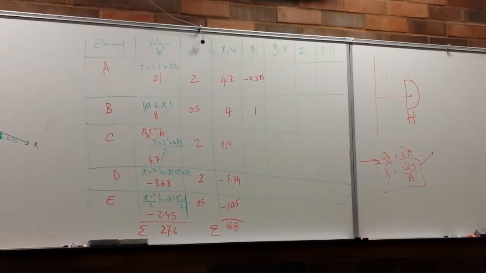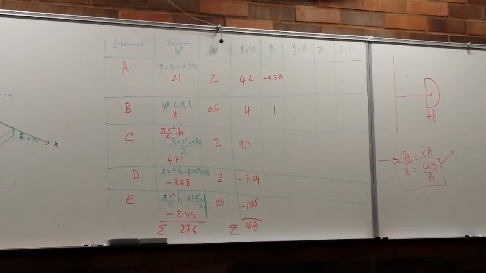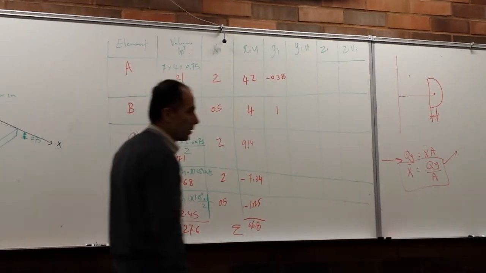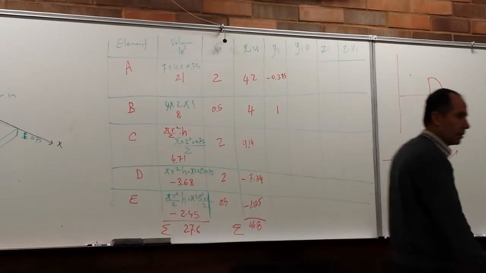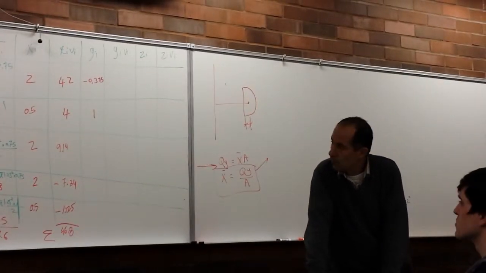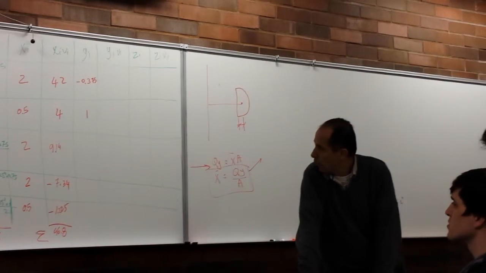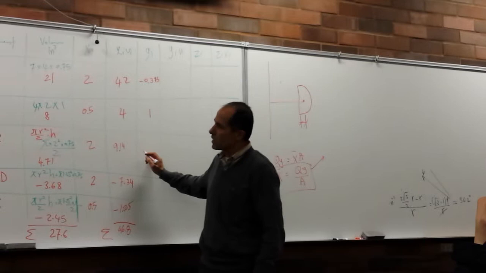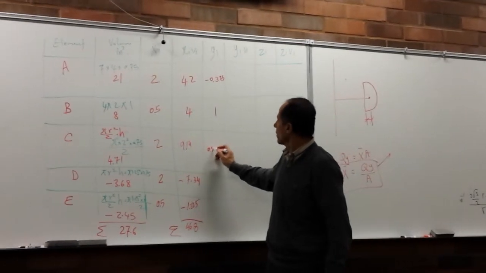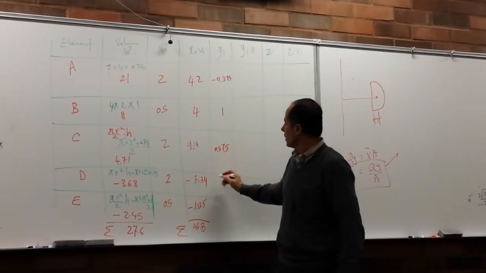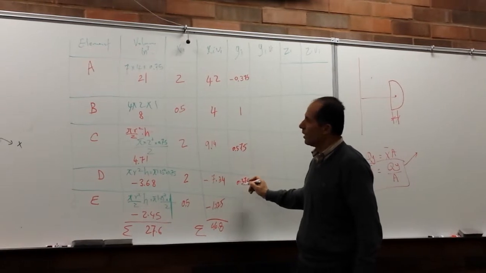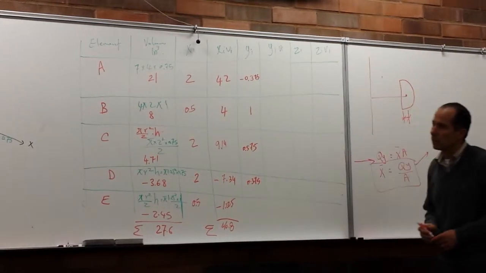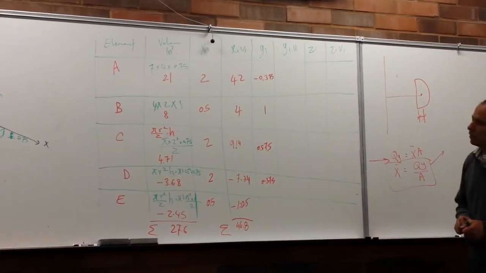And while somebody is looking on the table, for C it should be negative 0.375 because it's just the height on the y-axis, right? For C, on Y, it is 0.375. D is 0.375. Correct? Negative, both negative.